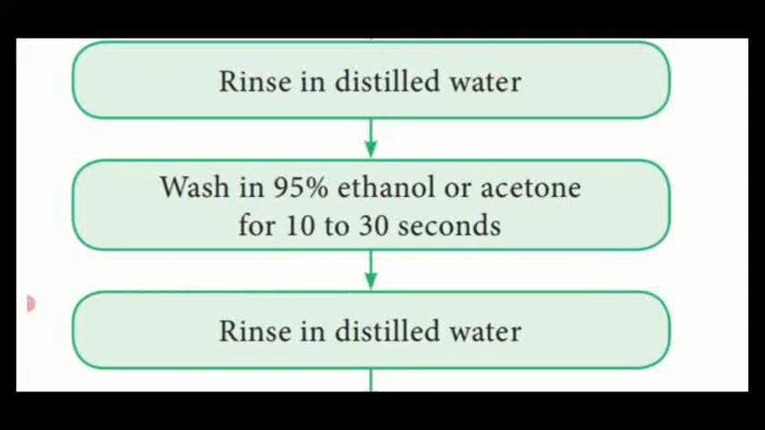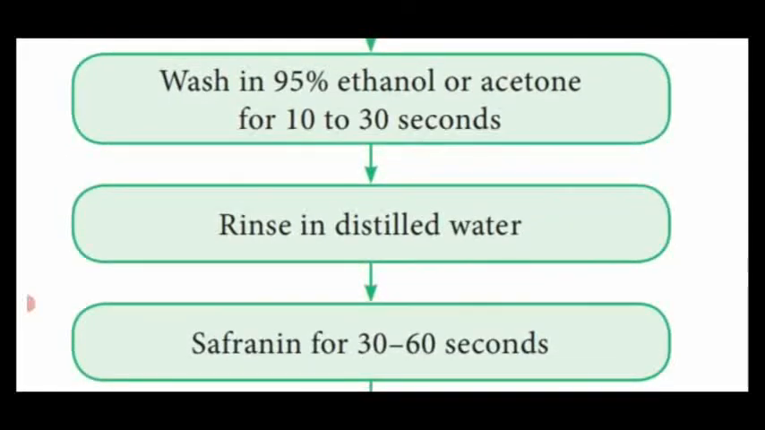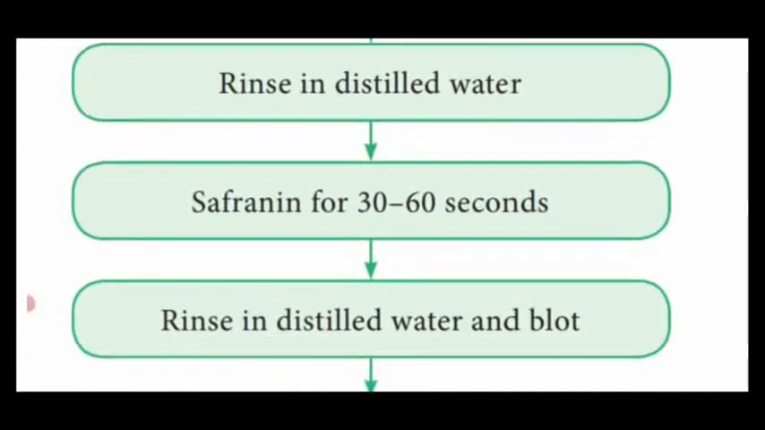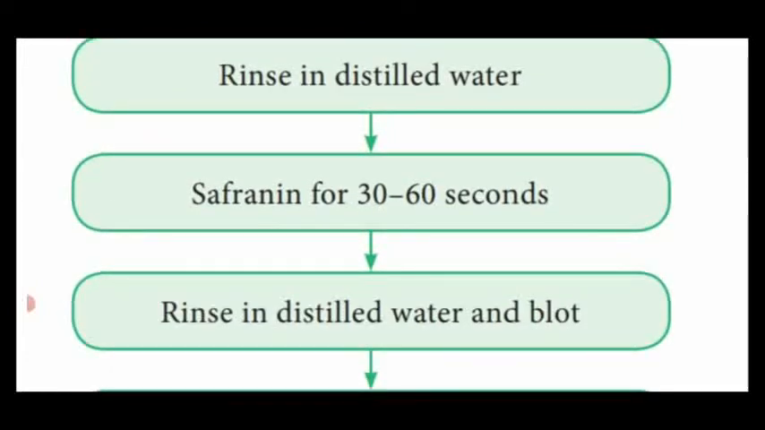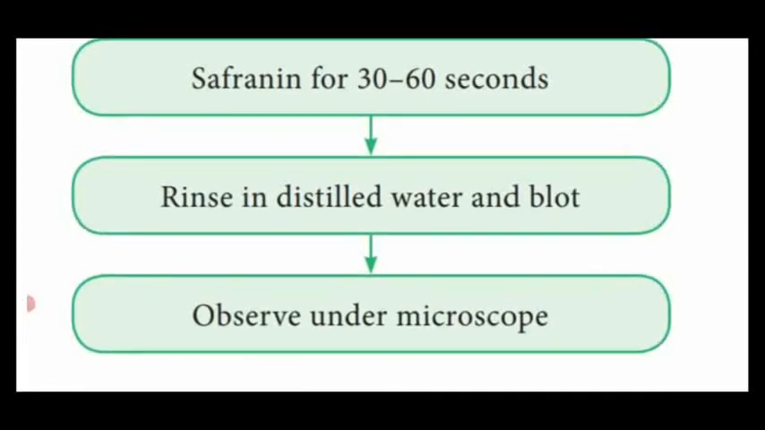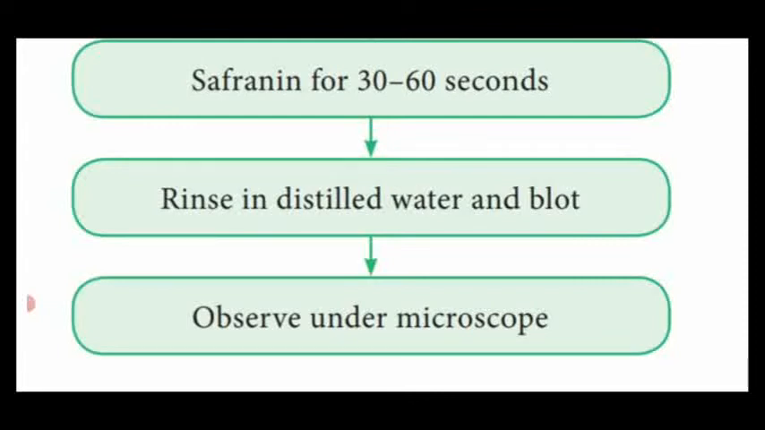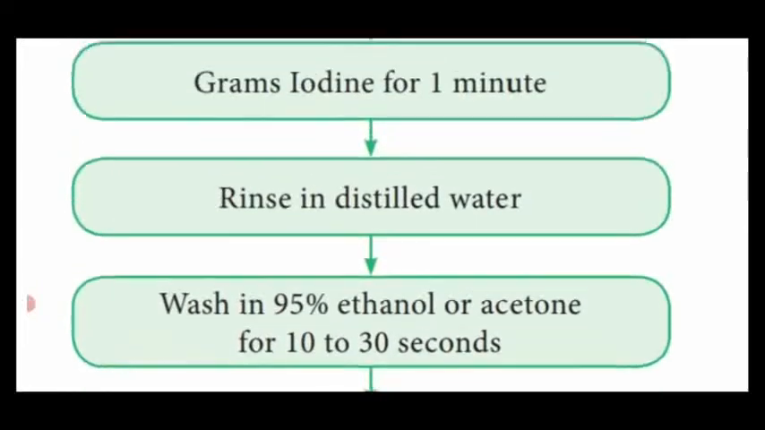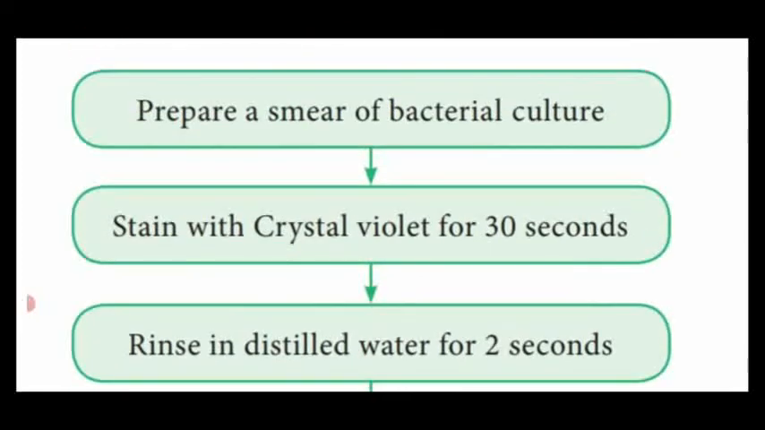Then after that, wash with 95% ethanol or acetone for 10 to 30 seconds. Once again, rinse with distilled water. Then we have to apply safranin for 30 to 60 seconds and rinse the bacterial culture with distilled water and blot it. Then observe under the microscope. That is said to be the different steps involved in the gram staining procedure.